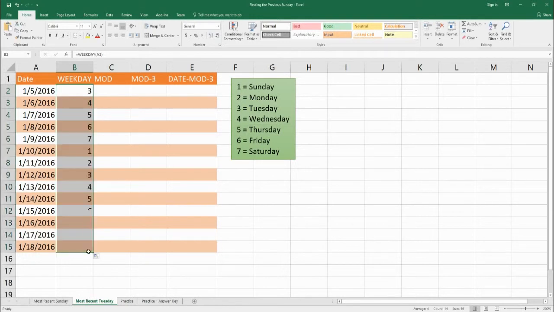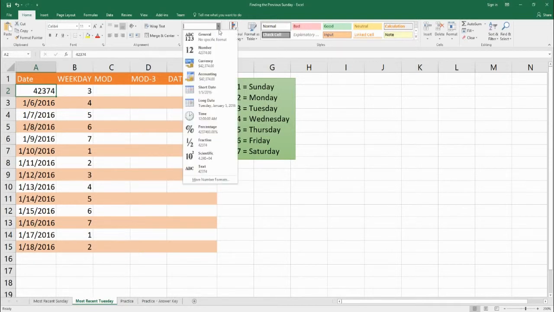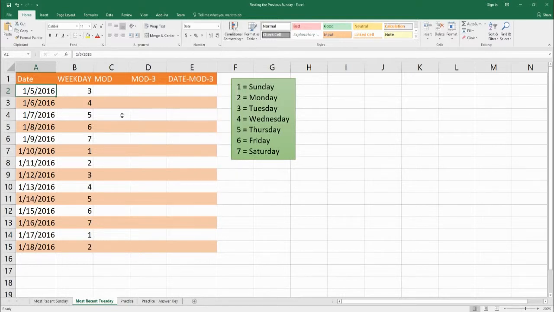We drop it down, and we get the same repeating pattern of 3 to 7, then 1 to 7, 1, 2. All right, so let's find out what the modulo of this is. Remember right here, this is actually a giant serial number, 42,374. And if we divide it by 7, what is the modulo of that number? Okay, but we don't want that number. We want to see the short date because that's easier for us to understand the date.